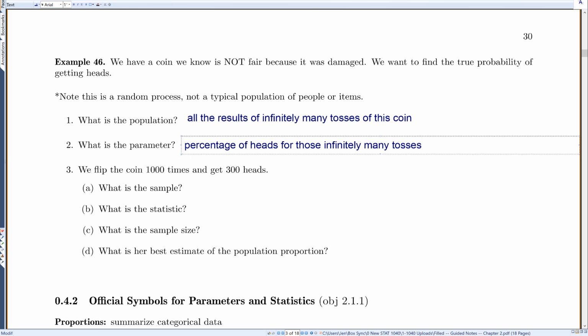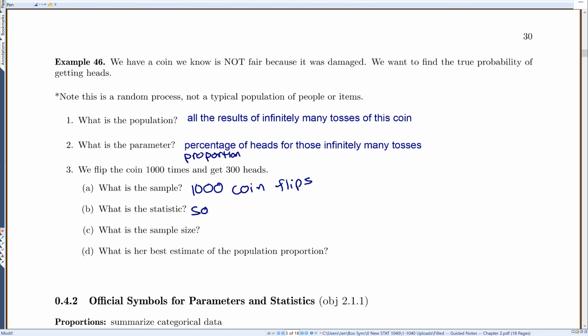The percentage or the proportion, like we can do percentage or proportion. Again, people just like percentages better. It just feels better to us, I think. But we can use proportions as well. Let's see, so let's say we flip the coin 1,000 times and get 300 heads. So what is the sample? It would be the 1,000 coin flips.